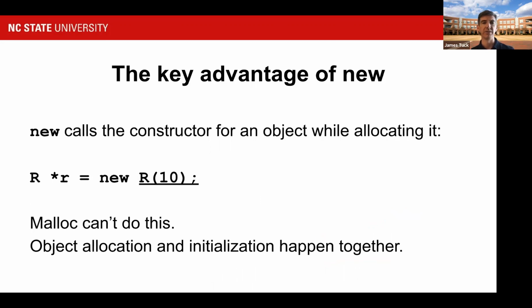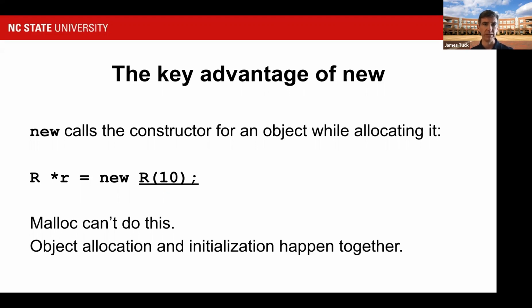The key advantage to new over malloc is that when you call new, it can also perform initialization of an object by invoking the constructor, right? And we saw that on the previous slide. When I say new R, and in parentheses after it, not only does it allocate object R, it calls the constructor and initializes it. Malloc can't do this. Malloc just reserves memory. It doesn't also initialize memory.